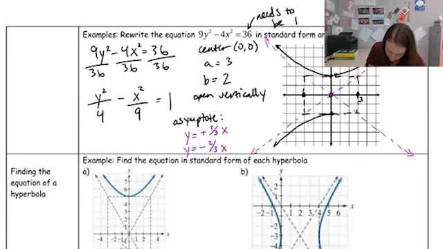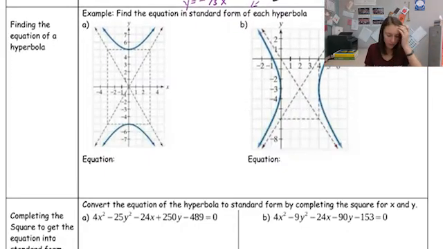And on the bottom, try to follow those asymptotes, that's why they're there. Find the equation in standard form of each hyperbola. So this one has a center at 0, 0. I'm going to let you try to do A after we do B together.